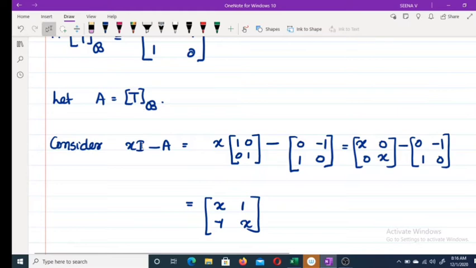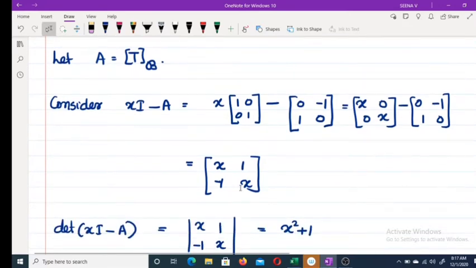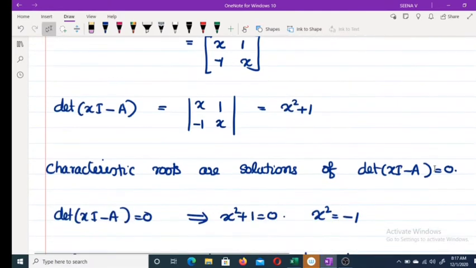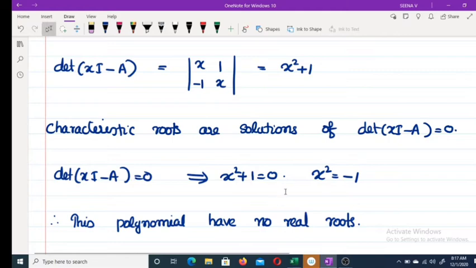Now consider xI minus A, that is x times the identity matrix minus A. As this is a 2 by 2 matrix, we consider the 2 by 2 identity matrix. Now the determinant of xI minus A is x square plus 1. So the characteristic roots are solutions of determinant of xI minus A equal to 0, which implies x square plus 1 equal to 0, x square equal to minus 1. Now what about the roots? x equal to plus or minus i.